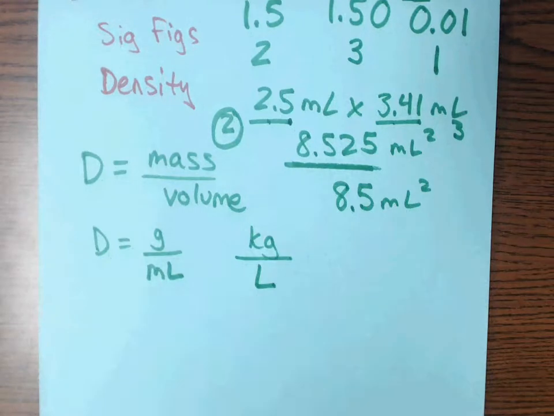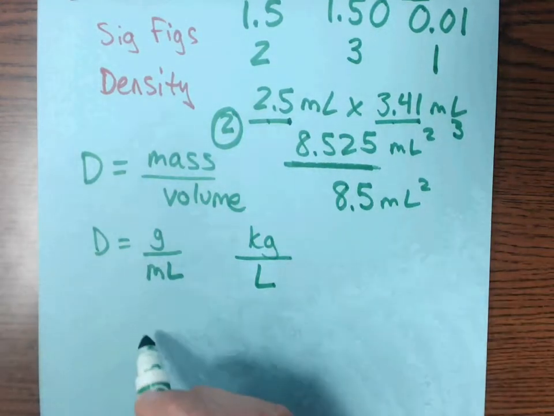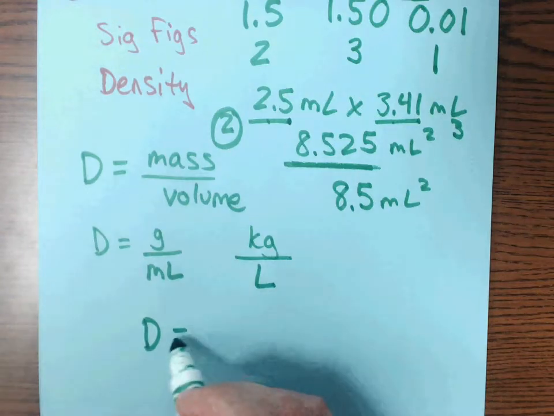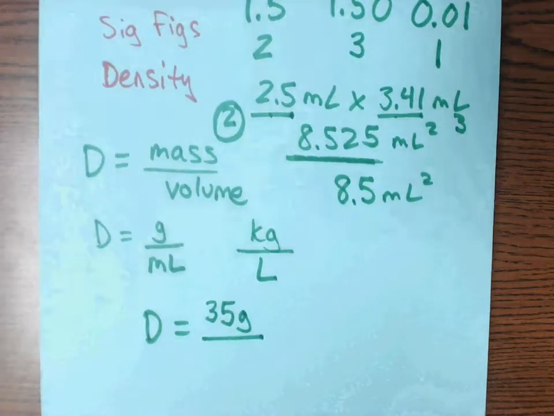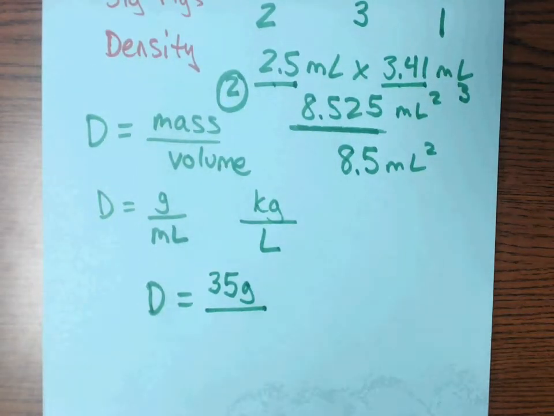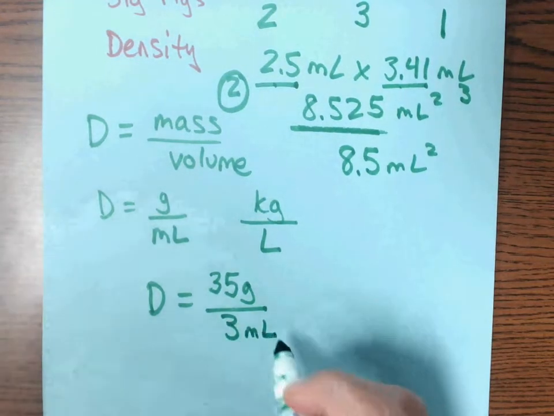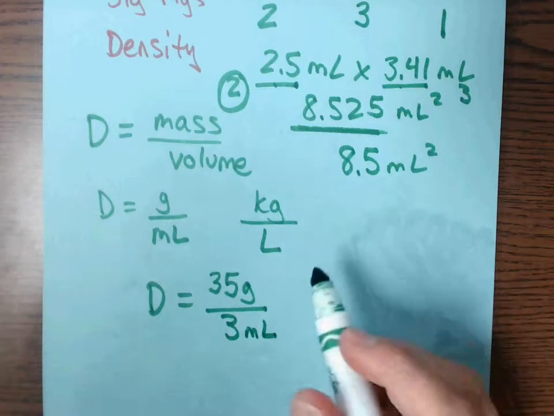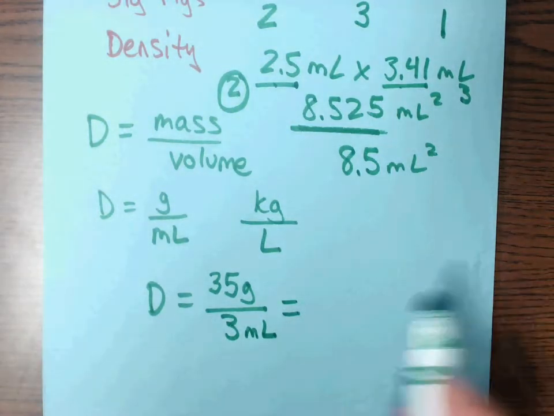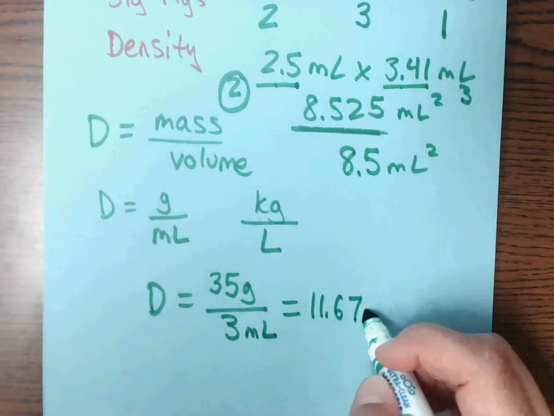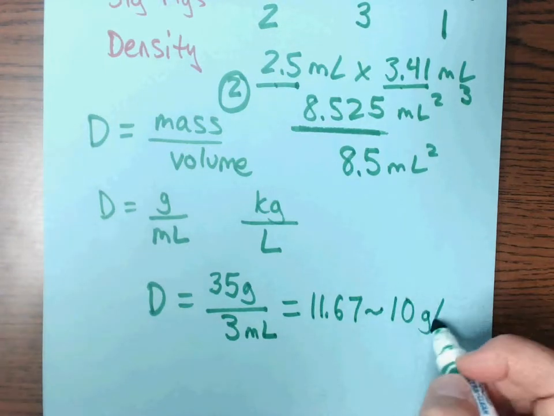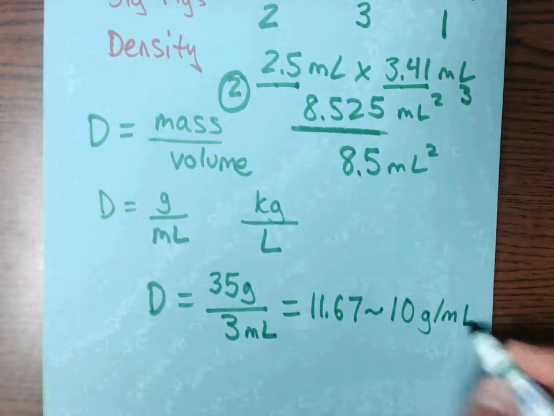So just an example, with density, if you had a mass of an object, let's say was 35 grams, you placed it in a beaker, and the volume went from 35 milliliters to 38 milliliters. So our difference in volume would just be 3 milliliters. So if we take 35 divided by 3, we get 11.67 repeating. Here I just need 1 significant figure, so that 11.67 repeating would round down to just 10 grams per milliliter in terms of significant figures.